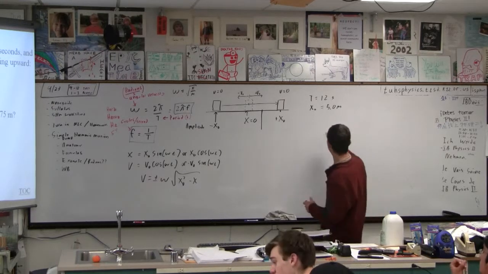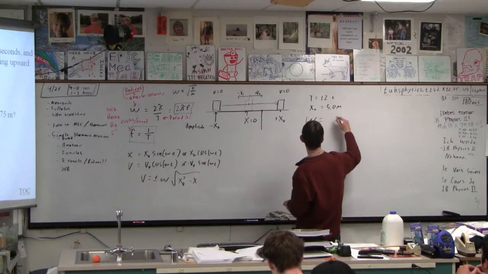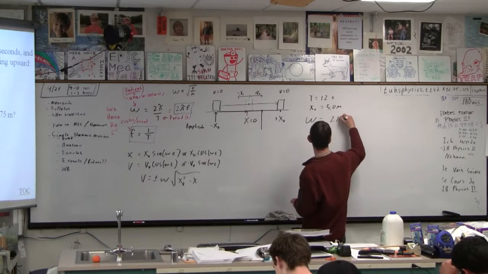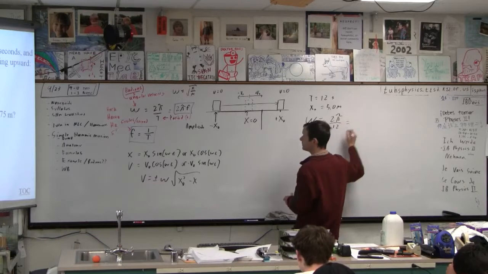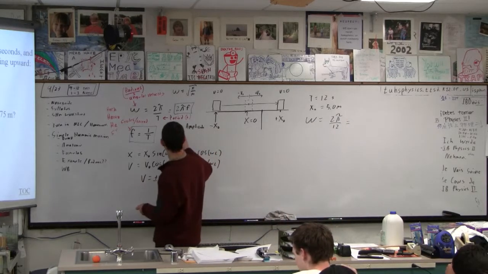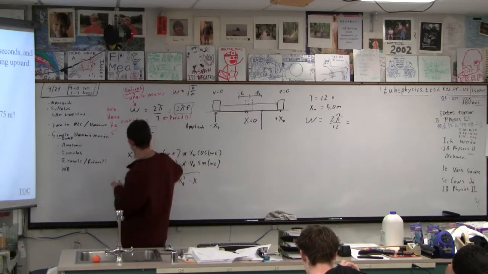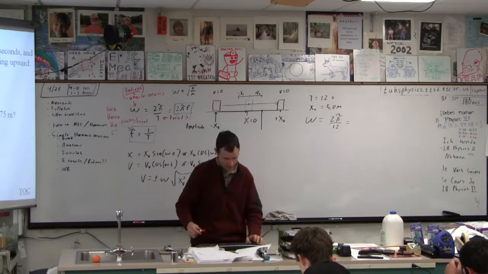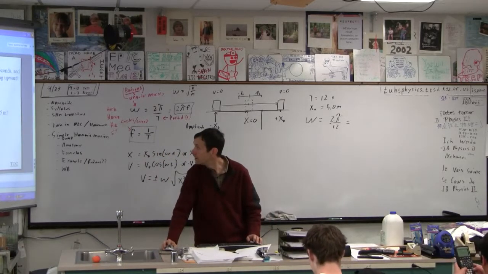So what we need to do is figure out omega. So omega is, well, that's going to be 2 pi divided by 12, right? And I'm going to store that in a location. I'm using this formula right here. So that's my first thing. Oh, come on. There we go.